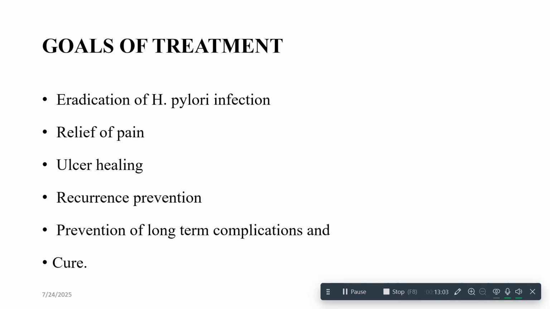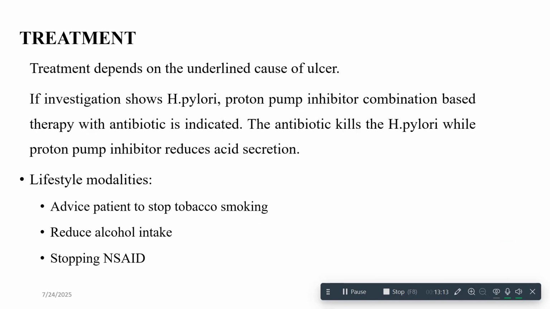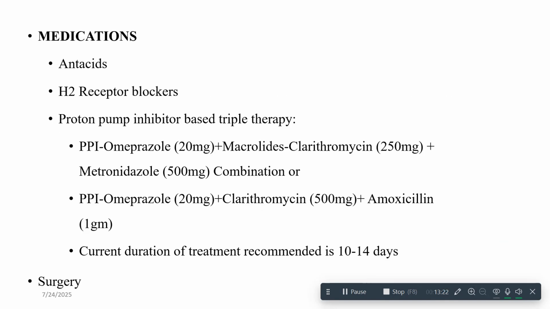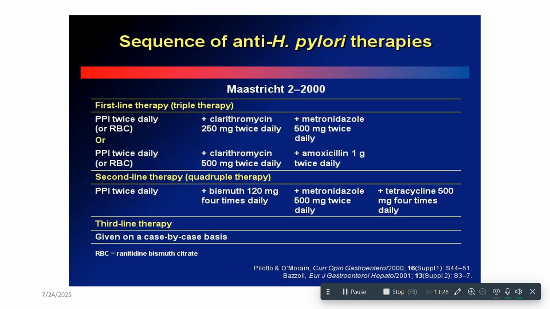The goals of treatment are to eradicate the H. pylori infection, to relieve the pain, to heal the ulcer, to prevent recurrence, to prevent long-term complications, and finally to cure. The treatment, like I mentioned before, is lifestyle modification and medication. The medications are antacids, H2 receptor blockers, proton pump inhibitors, and surgery.